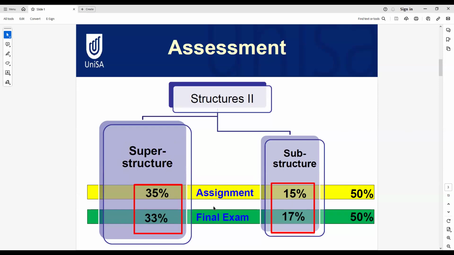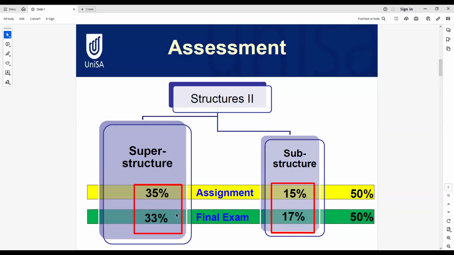Okay, so the assessment we have during the semester is the superstructure project, which is 35% of the total weight. And for substructure, we have 15%. And this is in total 50% assessment or work during the semester. The other 50% is for the final examination.